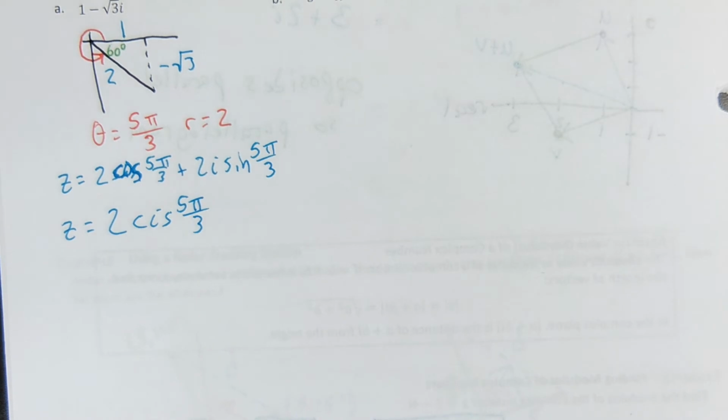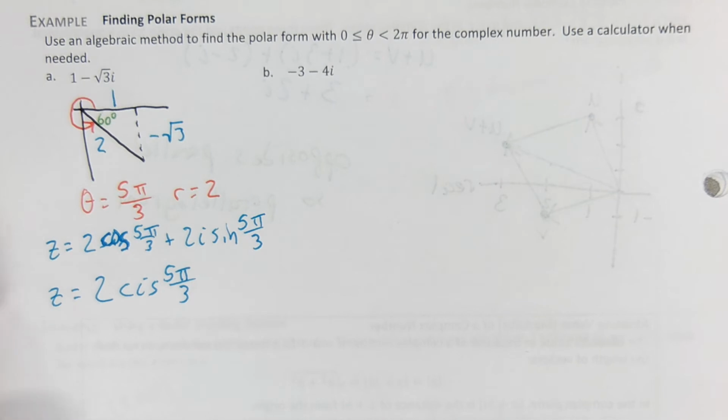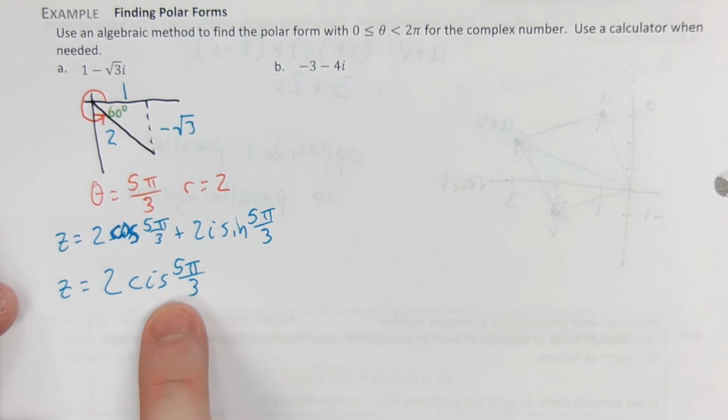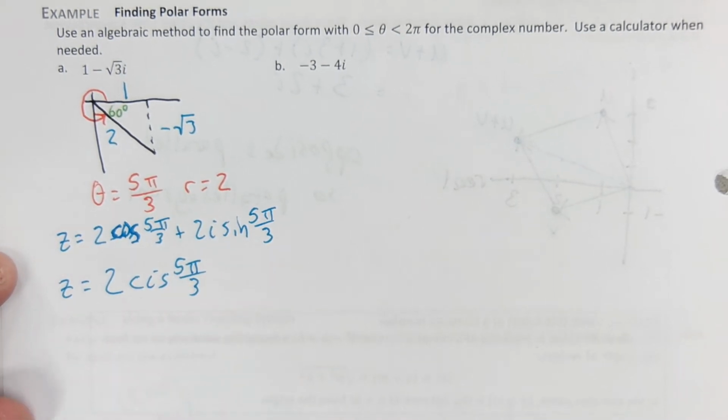Isn't it so much prettier to write? It's just so much easier. 2 cis 5 pi over 3. The C stands for cosine theta and the S stands for sine theta. They have the same theta, it's 5 pi over 3. So we just shorthand it. This isn't a command, it's shorthand. It means cosine plus i sine. Cis. 2 cis 5 pi over 3.